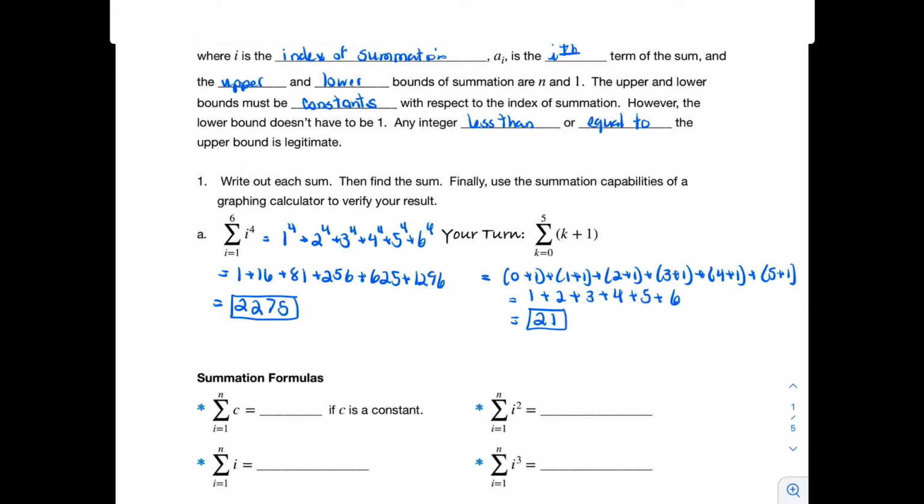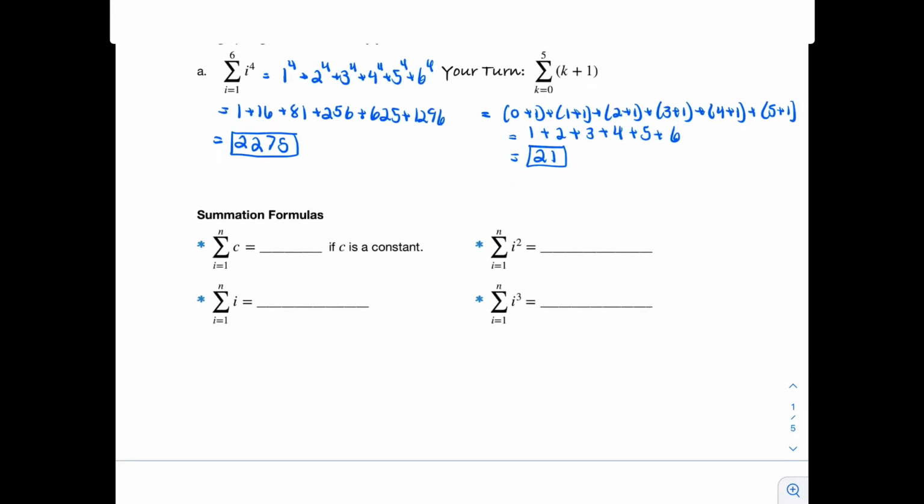Now, when our lower bound and upper bound are relatively close together, it's pretty easy to do. But for large n values, we need to use some summation formulas. So the summation of i equals 1 to n of some constant is just the constant times n. And the summation of i equals 1 to n of i squared is equal to n times n plus 1 times 2n plus 1, all over 6.